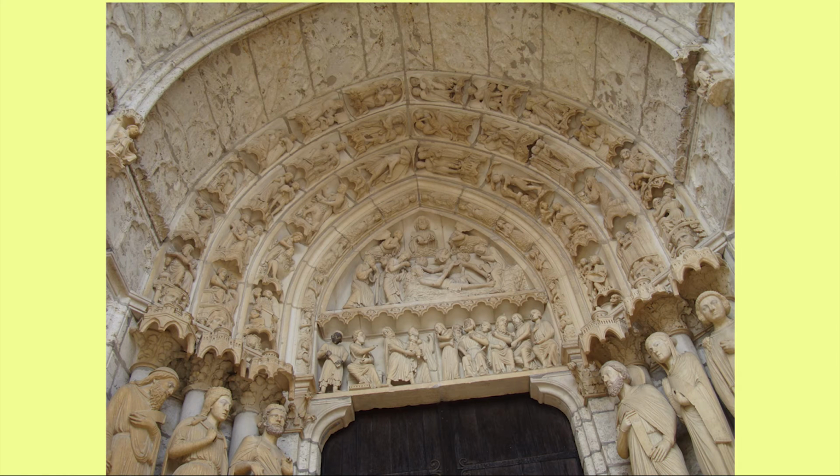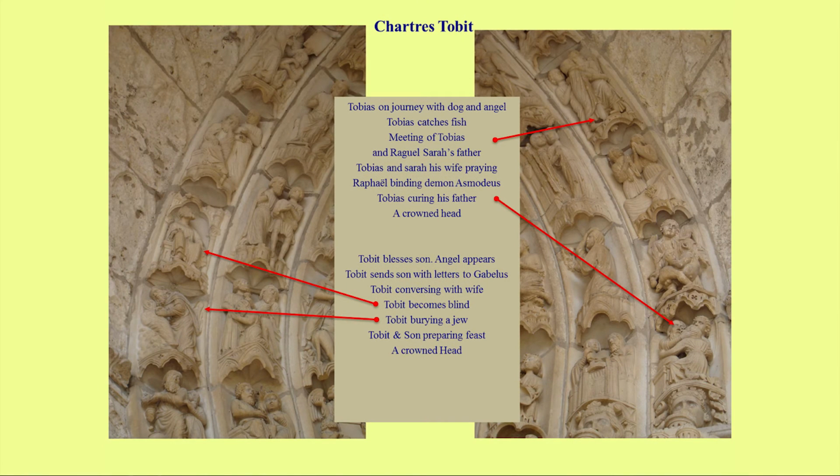So here we have a crowned head, and here we have a crowned head. As we look along these images, this is a cartoon version of the story of Tobit. Now, unfortunately, I don't have a professional camera, so taking this picture wasn't helpful. So I thought what I'd do is go in a little bit closer and stand on a chair. And here we can see in a little bit more detail what's going on.